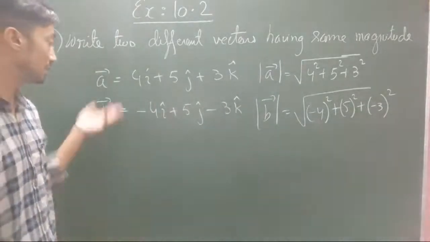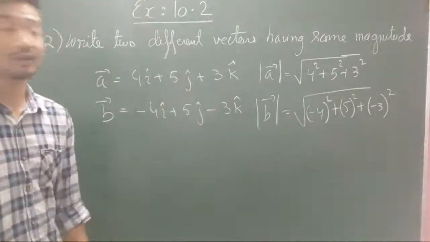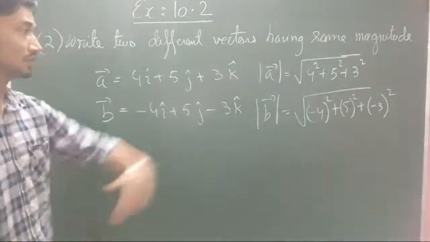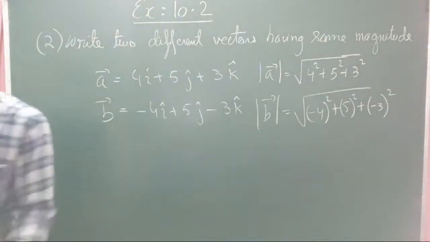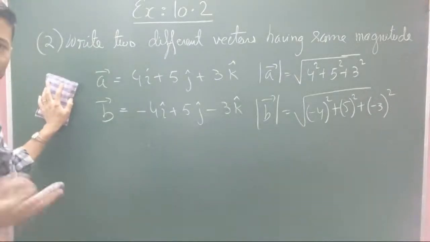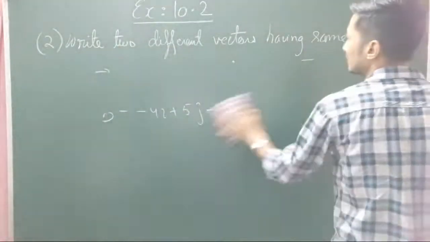So here, of course, normally there are an infinite number of possible arrangements that can be done. These are not the only two answers. You can have your own. There are some conceptual questions only. All right, done. You can write your own also, just having the same magnitude, different directions, different vectors having the same magnitude.